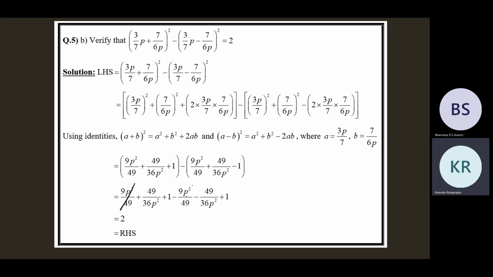So this gets cancelled. This also gets cancelled. And 1 plus 1 is 2. Take a picture, Bhavishya, and please practice this. Yes, ma'am. Took a screenshot.